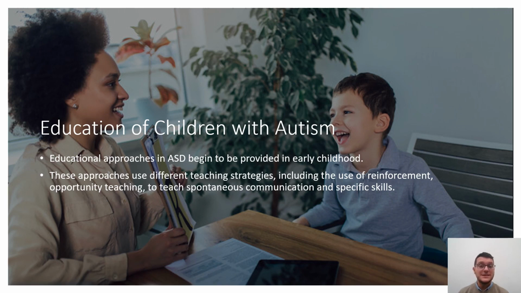Educational approaches in autism spectrum disorder begin to be provided in early childhood. These approaches use different teaching strategies, including the use of reinforcement and opportunity teaching, to teach spontaneous communication and specific skills. Considering that different countries use different standardized tests and methods for the treatment of autism spectrum disorder, the intervention program used may also differ slightly.